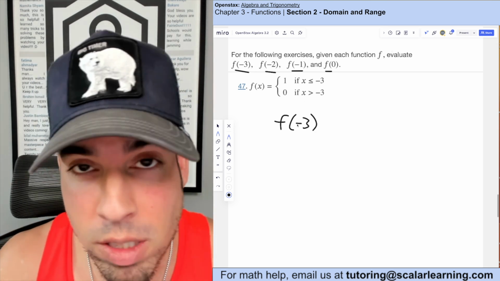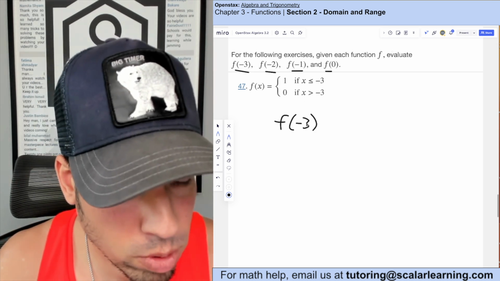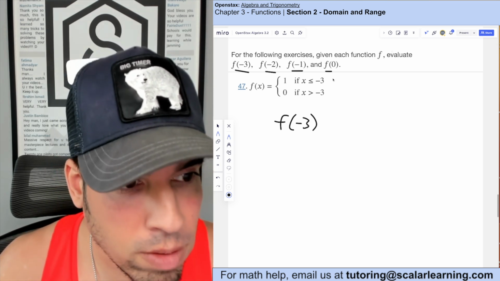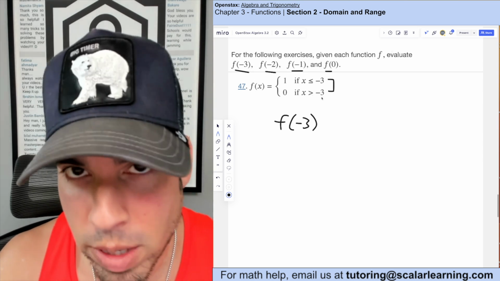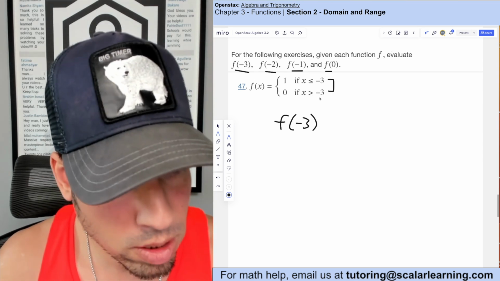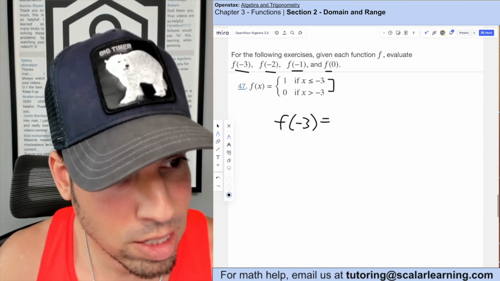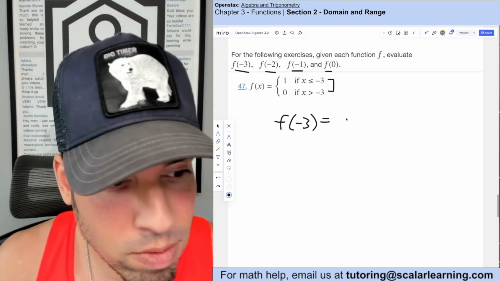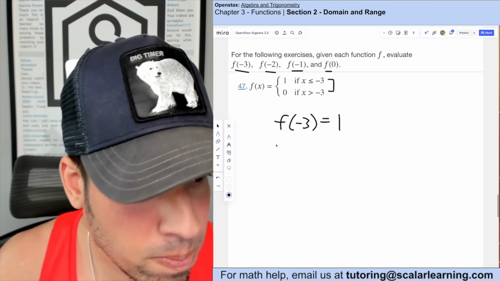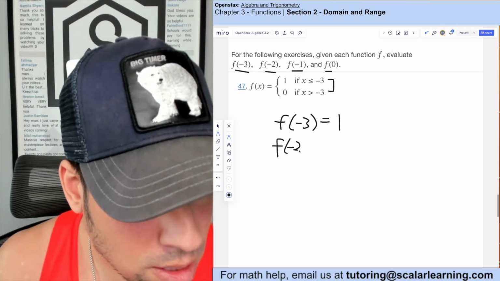So first they want to know what's the function value when x equals -3. Well, when x equals -3, first you have to say what bucket does it go into? Well, these are for values greater than -3. So it doesn't go into this bucket here. It goes into this bucket, and here it says the function value is always 1, which means f of -3 therefore is 1.